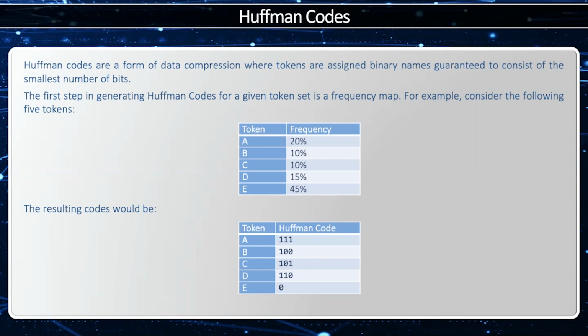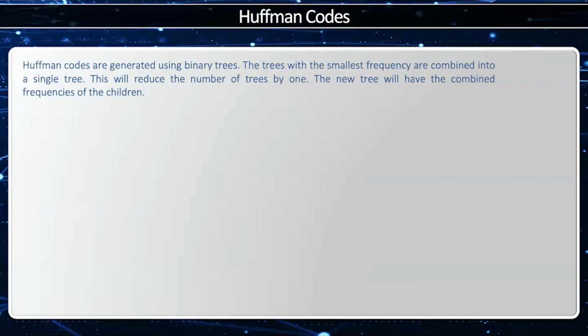So the smallest number of bits we can use for this alphabet is 0 for E, and A would be 111. Now, how are we going to do that? Okay, what we're going to do is have a collection of binary trees. And each tree is going to represent the frequency of the tokens associated with it.